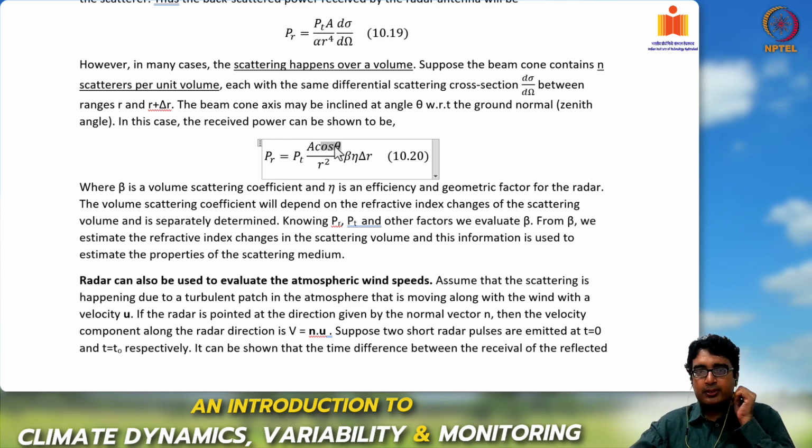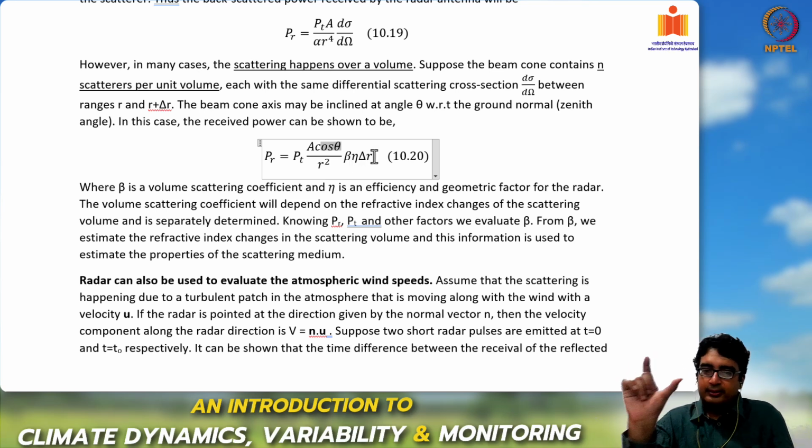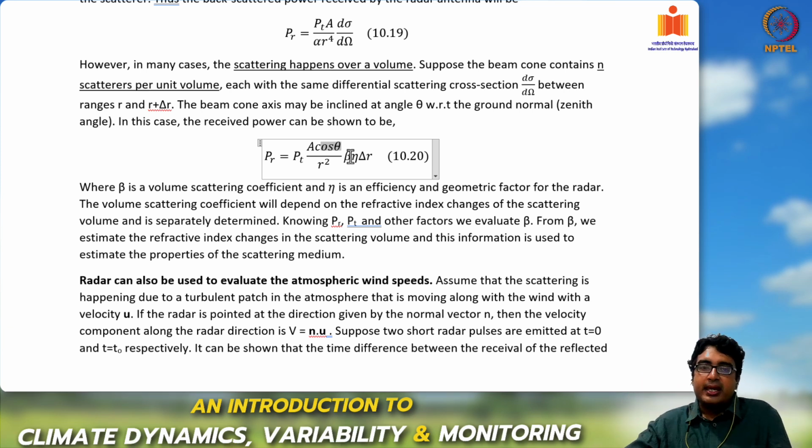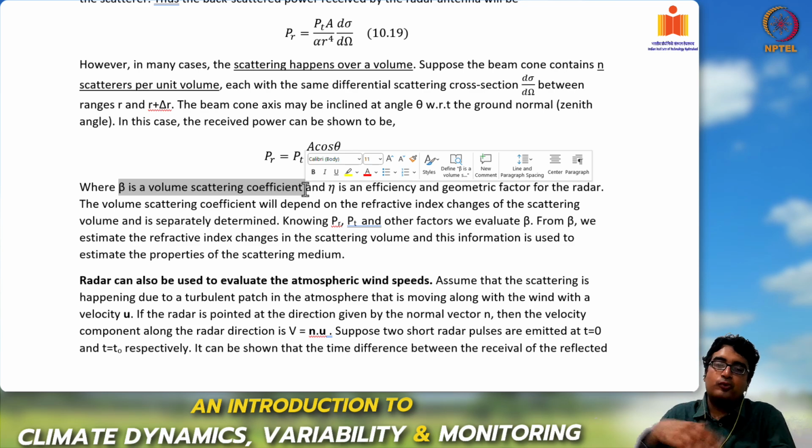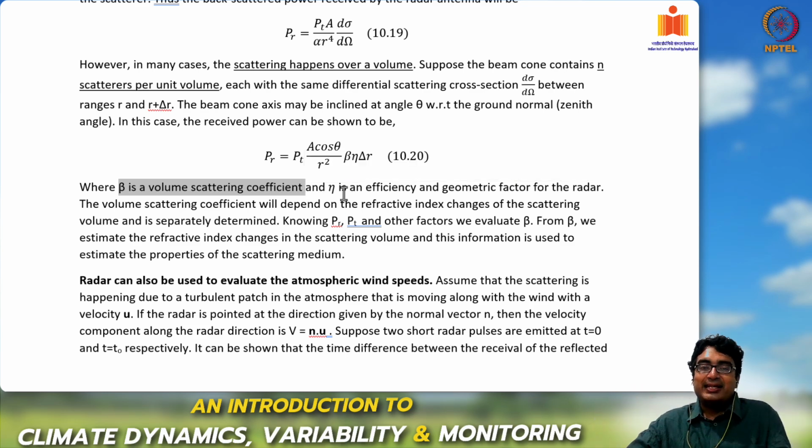So the cos theta term comes into delta r, the distance along which the scattering particles are located, into two coefficients, beta and eta. Beta is the volume scattering coefficient, and this has to be empirically determined, how the scattering happens per unit volume, and eta is the efficiency and geometric factor for the radar. So the radar efficiency itself and the radar's geometric factor is given by eta. Here the volume scattering coefficient will depend on the refractive index changes of the scattering volume.